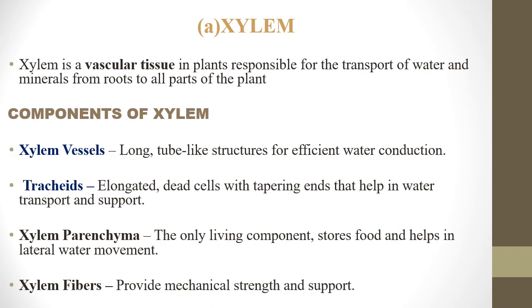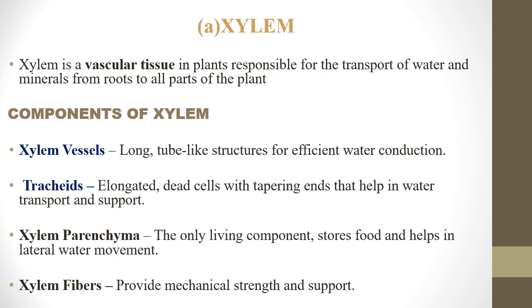Plants have a special transport tissue that carries water from the roots to the leaves. This system is called xylem. Xylem is a complex permanent tissue responsible for transporting water and minerals from the root to different parts of the plant. It consists of four components, each with a specific function. The components are tracheids, vessels, xylem parenchyma and xylem fiber.